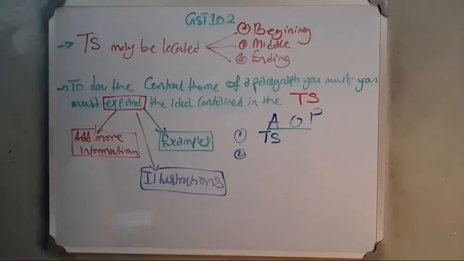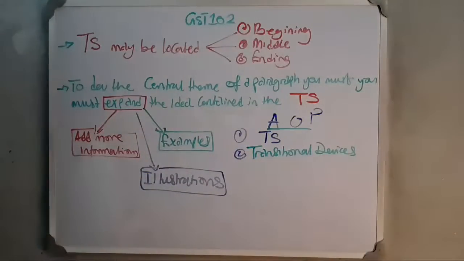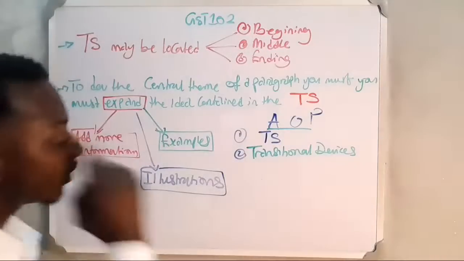Secondly, we have transitional devices. Another thing in the paragraph is something called transitional devices. Now, these transitional devices bring coherence in a paragraph.